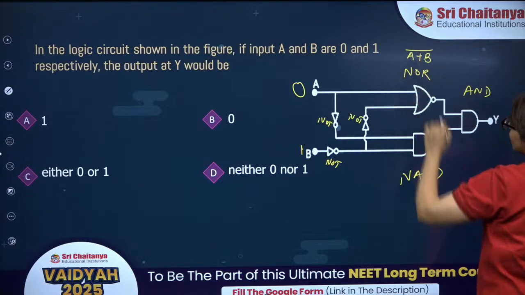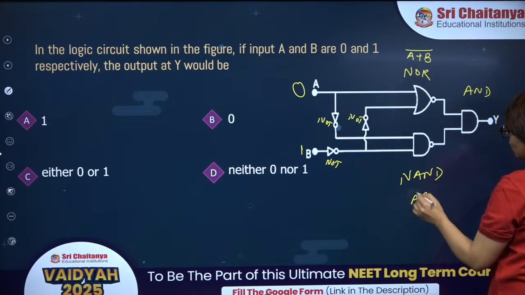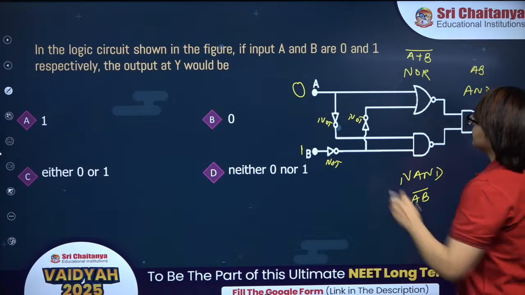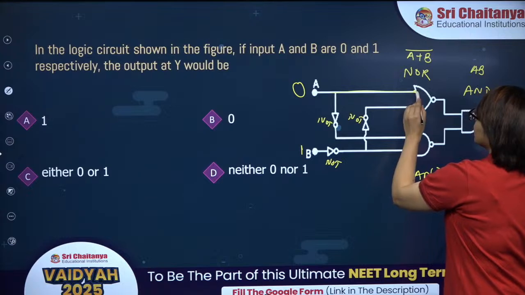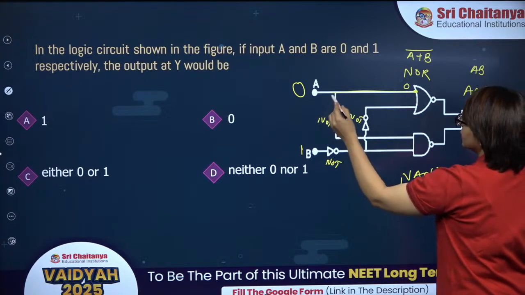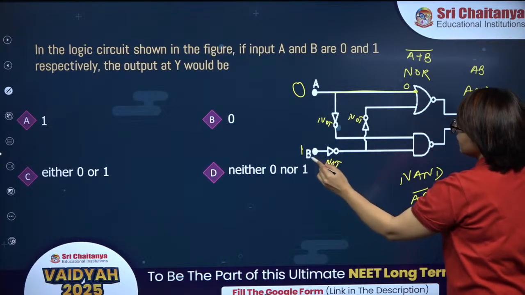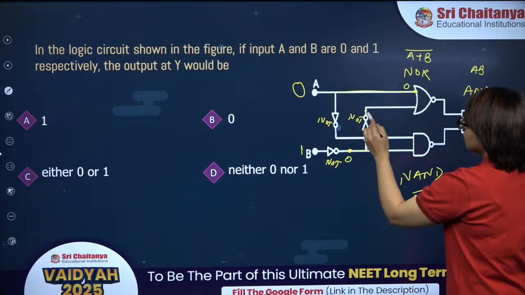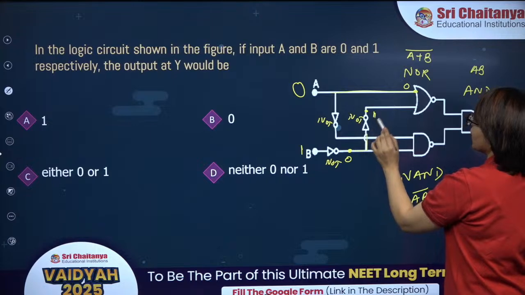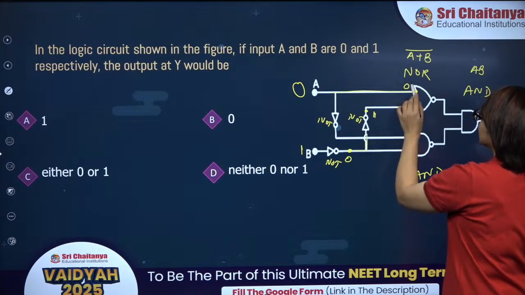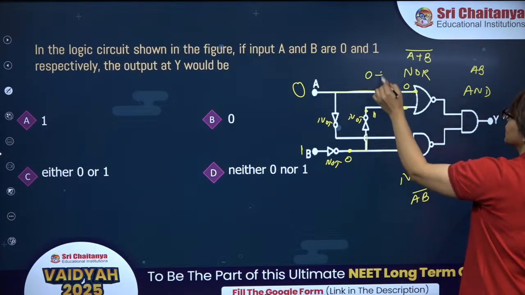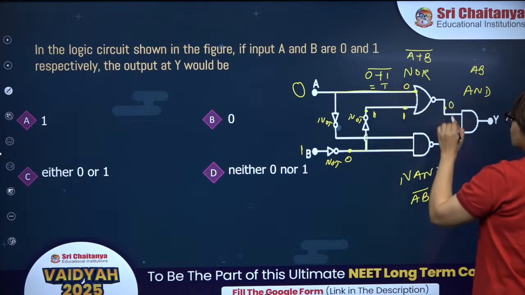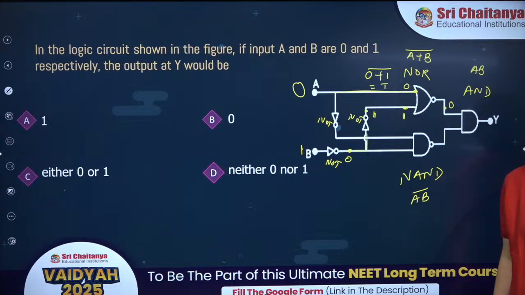For the NOR gate, it will be A plus B whole bar. For NAND it is A into B whole bar, and for AND it is AB only. So see, this A is going into this NOR gate as 0, and this B is passing through this NOT, so it will become 0. Then it is again passing through this NOT, so it will become 1. So 0 and 1 are the inputs of this NOR gate. So it will be 0 plus 1 whole bar, which is 1 bar, which is 0. So the output of this NOR gate is 0.